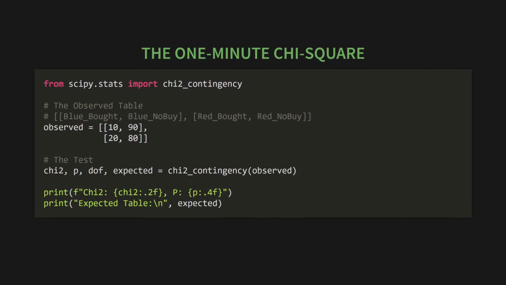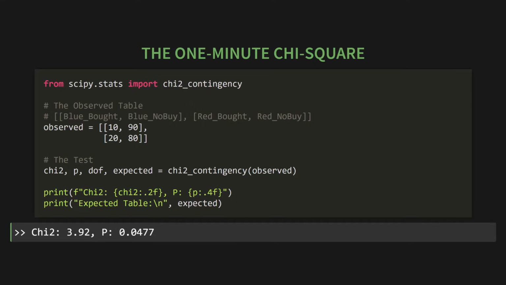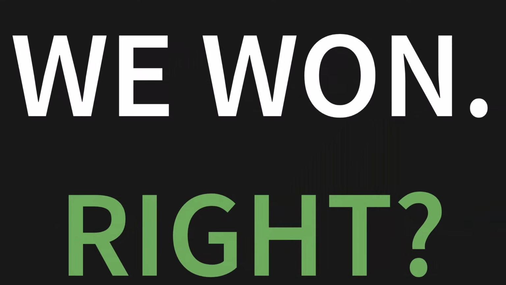You create a simple list of lists for your observed table, just 10 and 90 for the blue group, 20 and 80 for the red group. You pass that to the function, and look at that output. Chi2 is 3.92, and the p-value is 0.0477. A perfect match. We won. The data proved it. The red button is better.